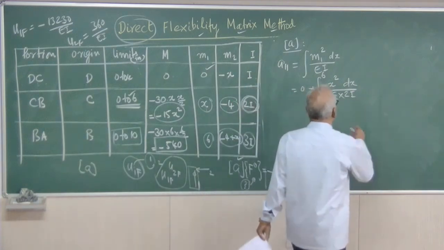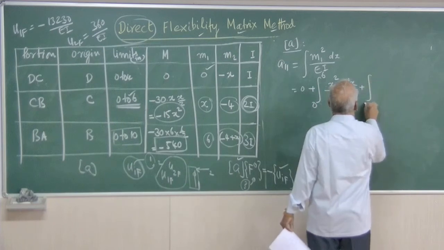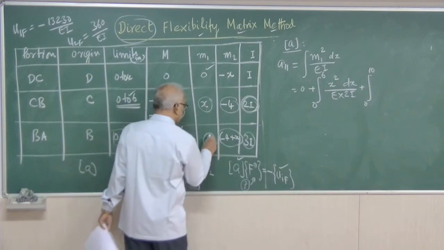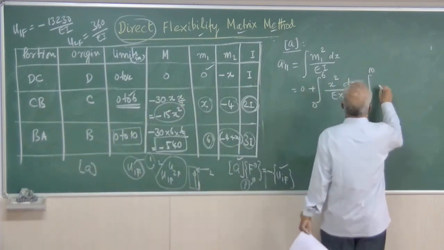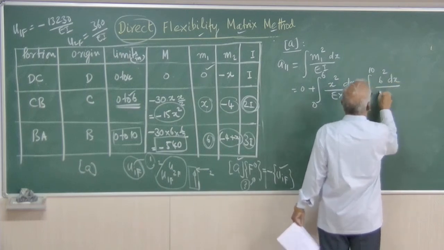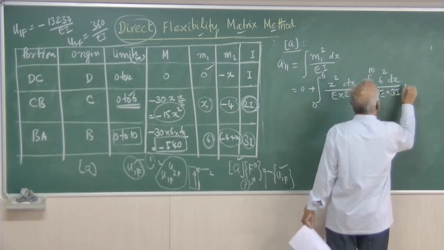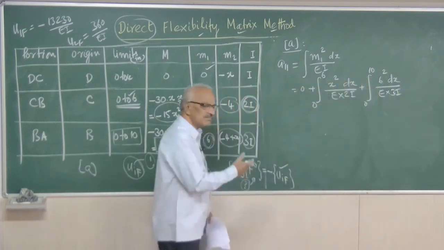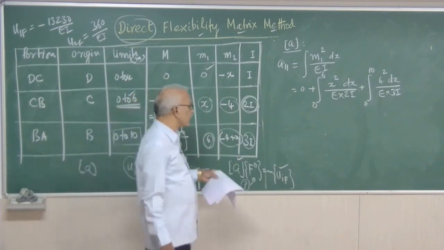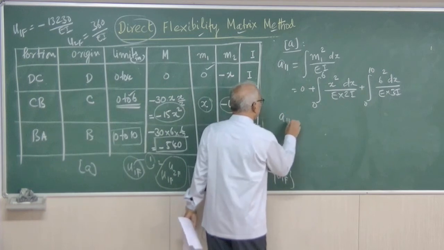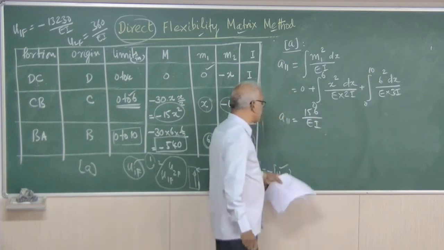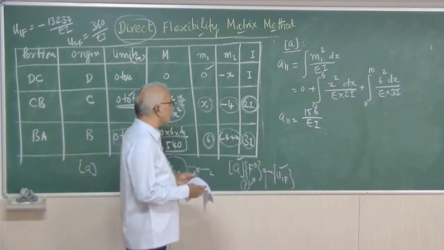For portion BA, 0 to 10 meters, the value of M1 is 6. Therefore, M1 square will be 6 square into dx by E into 3I. This we have to find out. So, very simple integration, substitution, etc. That will give A11 equal to 156 by EI. A11 equal to that value, right.